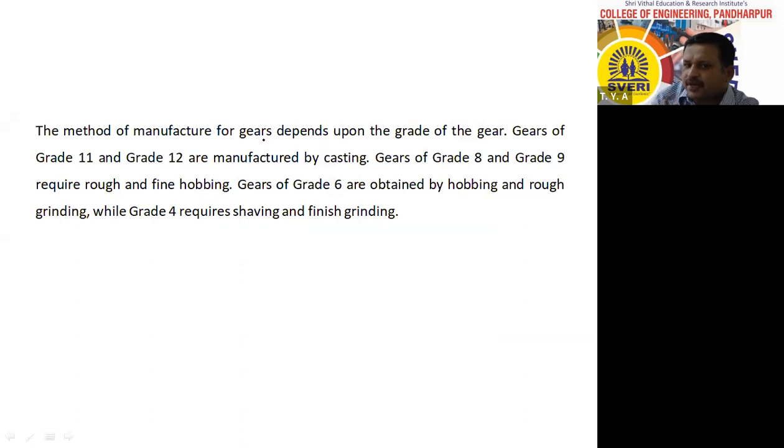Therefore, the method of manufacture for gears depends upon the grade of the gears. Gears of grade 11 and 12 are manufactured by casting. Gears of grade 8 and grade 9 require rough and fine hobbing. Gears of grade 6 are obtained by hobbing and rough grinding. And gear grade 4 requires shaving and finish grinding. Grinding is also a super finishing operation.